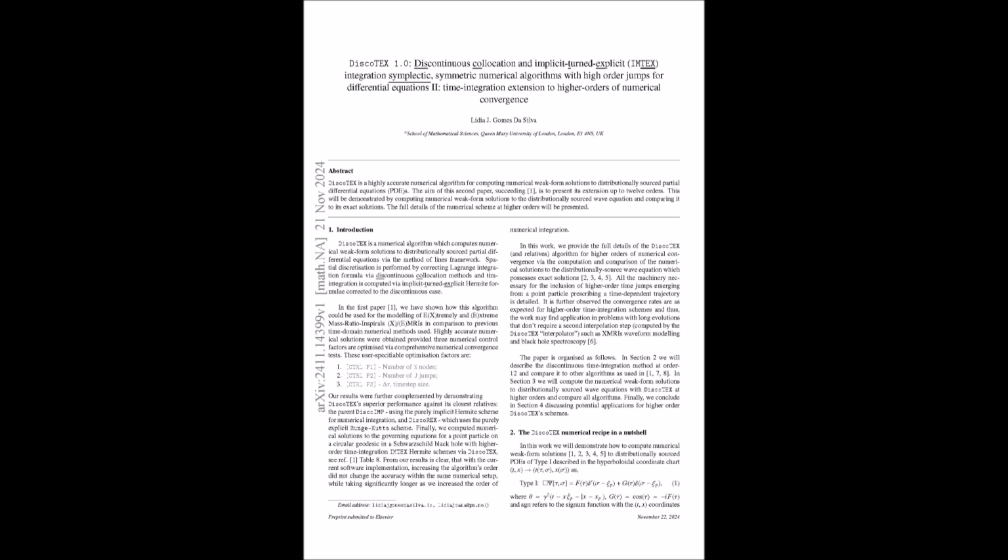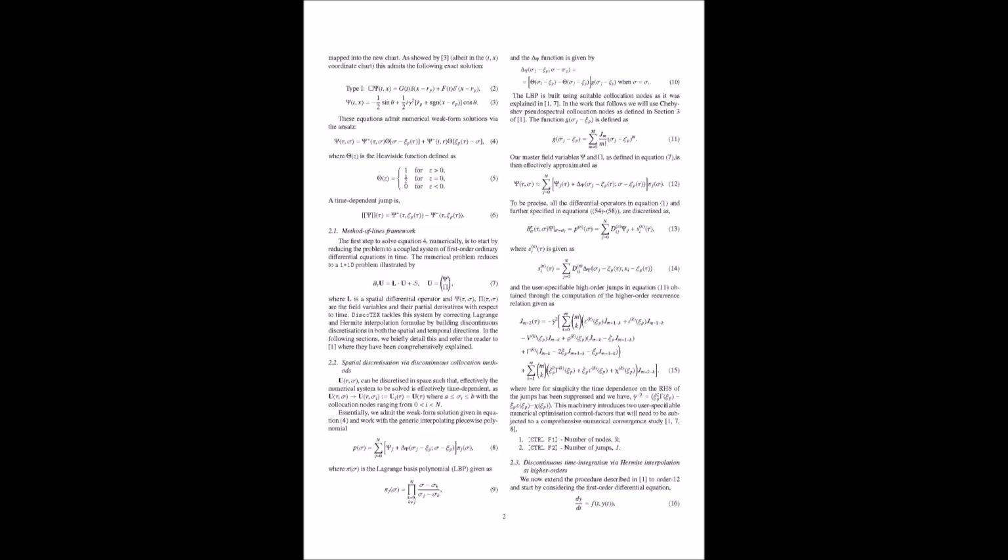Yep. The choice of which order to use depends on what you're trying to achieve and what kind of resources you have. They give the example of modeling these super asymmetric binaries, like XMRIs, where maybe higher orders aren't worth the extra computational burden. Okay, let's dig into section 2, the DiscoTEX numerical recipe in a nutshell.